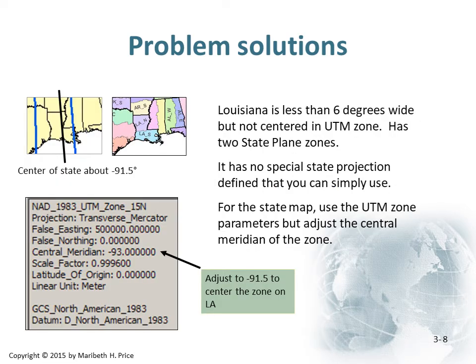If we look at Louisiana, a little bit of the state is outside of that UTM zone. The center of the state of Louisiana is at about negative 91.5 degrees, whereas the central meridian of that zone is at negative 93. If we adjust the negative 93 to negative 91.5, it will center the UTM zone over Louisiana.